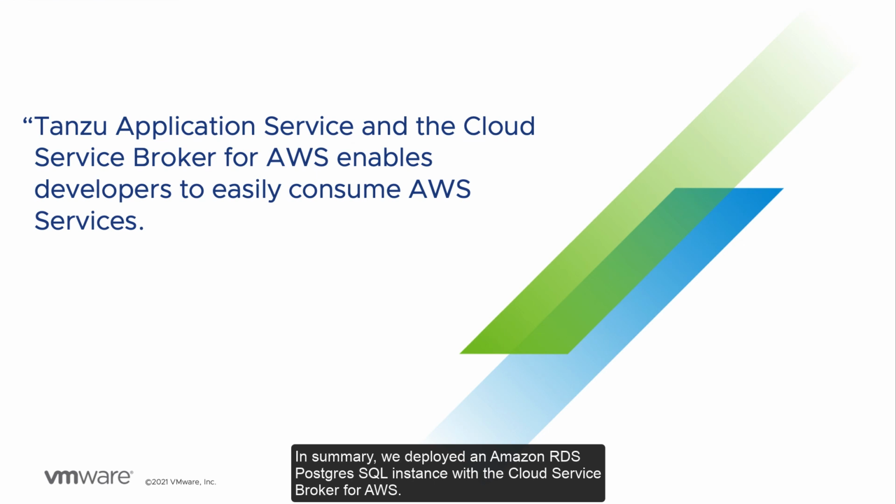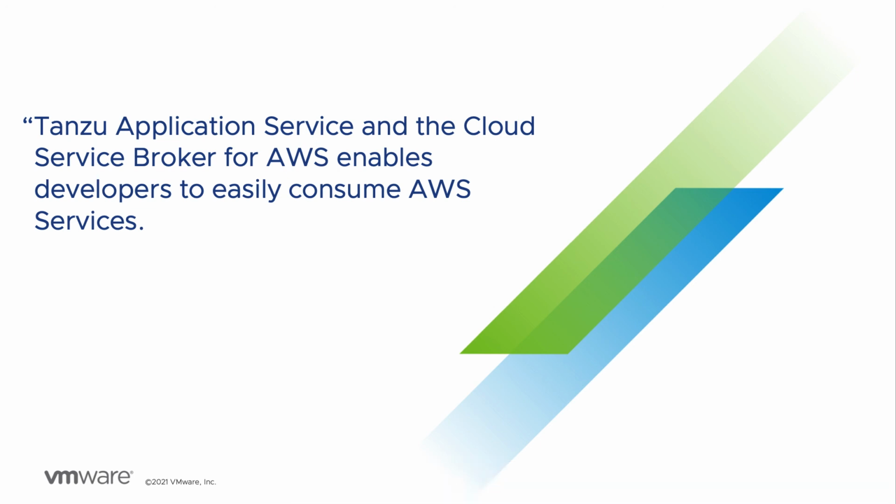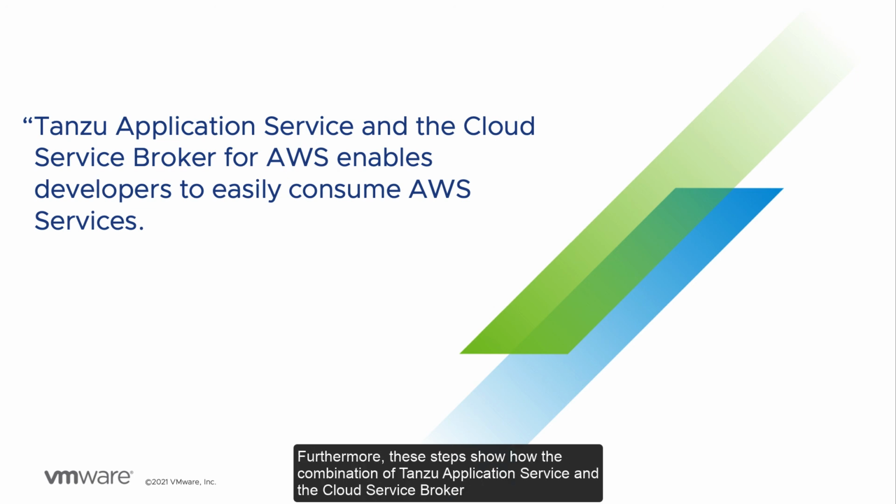In summary, we deployed an Amazon RDS PostgreSQL instance with the cloud service broker for AWS. The broker was then able to bind the database instance to our Spring Music application. Our Spring Music application was able to read and write from the database. Furthermore, these steps show how the combination of Tanzu Application Service and the cloud service broker for AWS enables developers to easily consume AWS services.